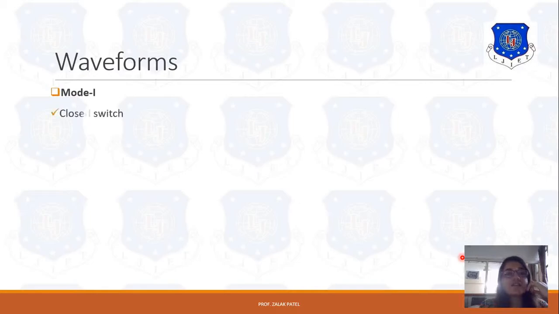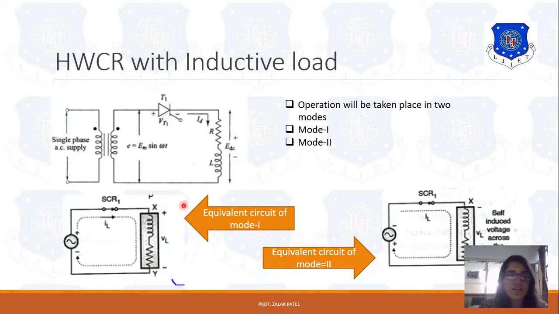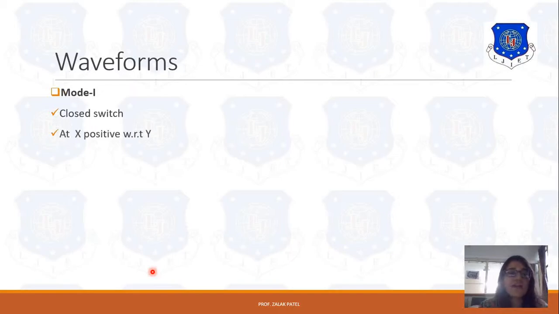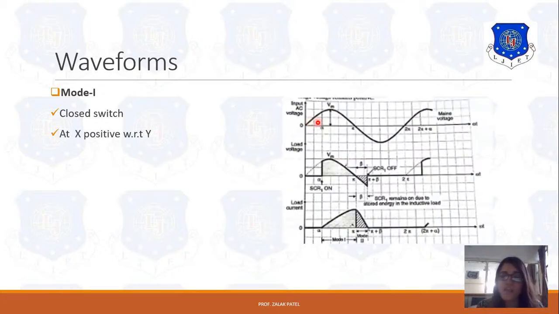For mode 1 we see that SCR will operate as a closed switch, and point X is comparatively positive with respect to Y. If you see in this diagram, X has a positive polarity compared to the Y terminal, that's why it acts as a closed switch. Here you can see that this is our input AC voltage. Now please see the load voltage graph. Here mode 1 means you have to see the range from alpha to pi. So from the waveform, from alpha to pi, you can see that X is positive with respect to Y.